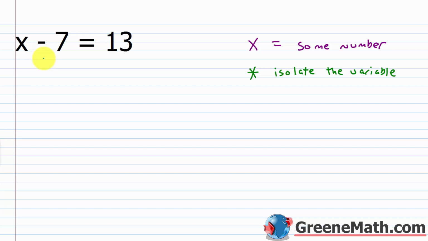So if I have something like, again, x minus 7 equals 13, and I want to isolate the variable, I want to undo what's being done to x. If it's subtraction, I want to think about addition. If it's addition, I want to think about subtraction. If it was multiplication, like we'll see in the next lesson, I want to think about division. If it was division, I want to think about multiplication.